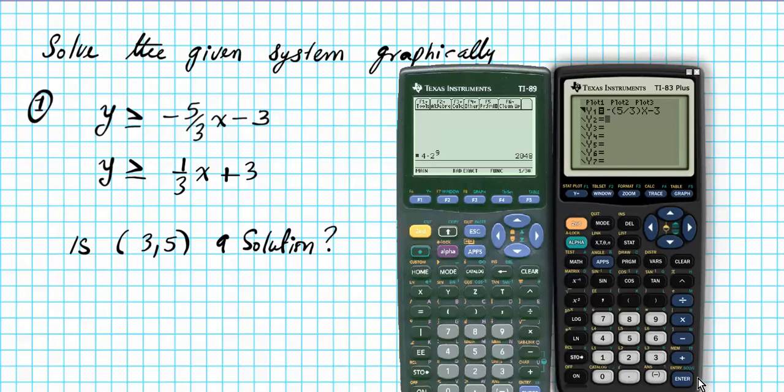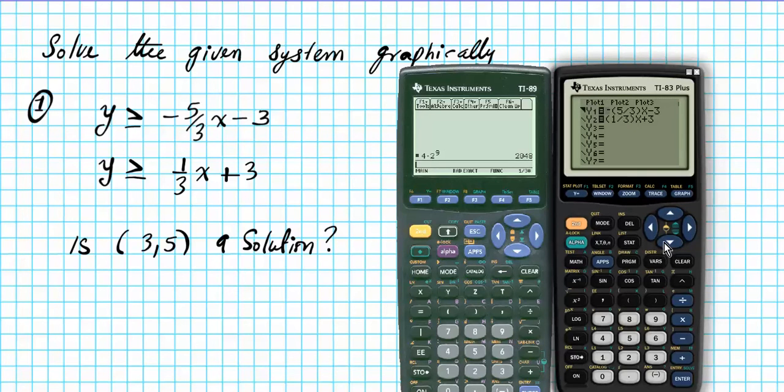Now let's enter the second function, 1/3 x plus 3. If I just put this in, what do you expect to see? You're going to see a line. Okay, let me just show that to you. Bam. Now let's apply the style to the line.